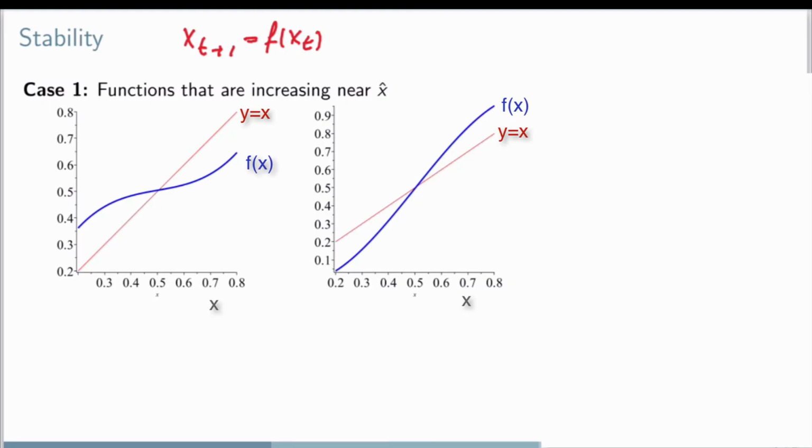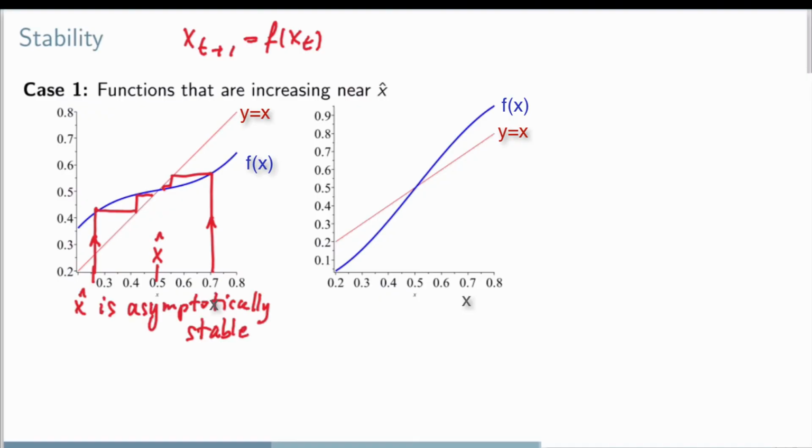So for example, here on the left, I start somewhere here, and I go up to the curve, to the diagonal, to the curve, to the diagonal, and it looks like I'm converging closer to the fixed point. If I start here, let's say at 0.7, I go to the curve, to the diagonal, to the curve, and I'm also converging towards the fixed point. So it is very clearly asymptotically stable. So let's give it a name. Let's maybe call this x hat, and then it's asymptotically stable.